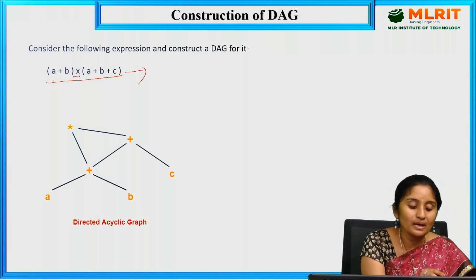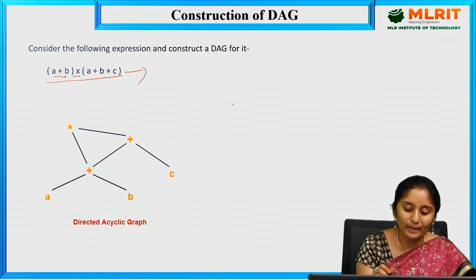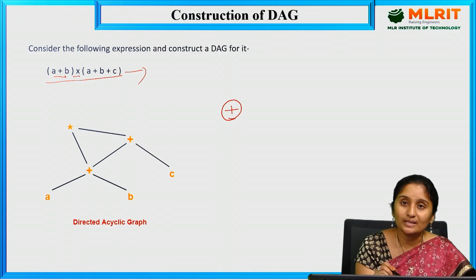which is having the highest precedence. Brackets are having the highest precedence, so let me calculate the brackets first. Here A plus B is going to be evaluated. Plus is nothing but the operator, so it is an internal node, and the left is having A and the right is having B.